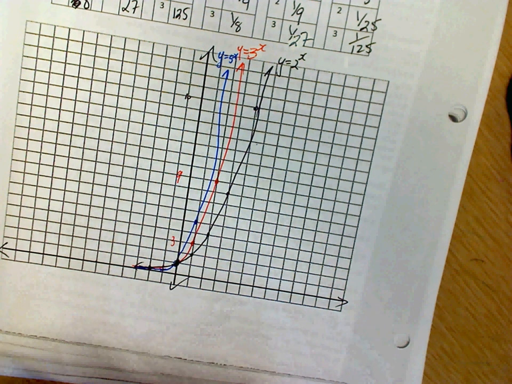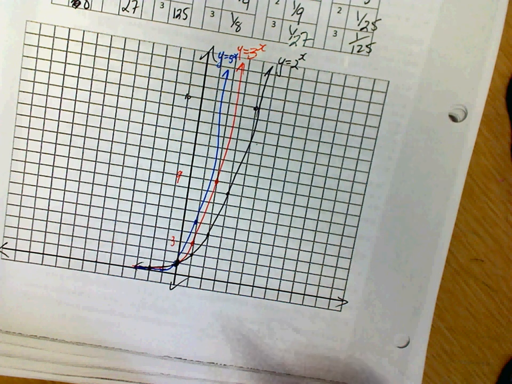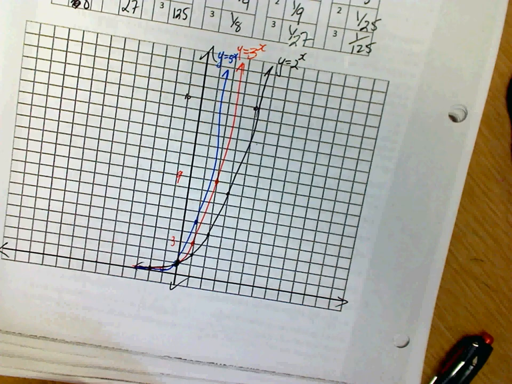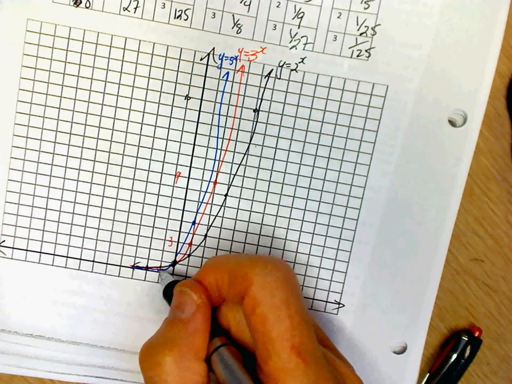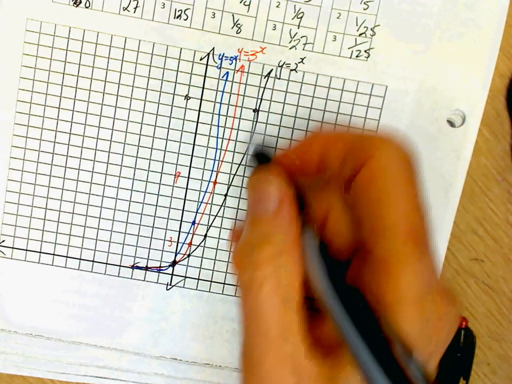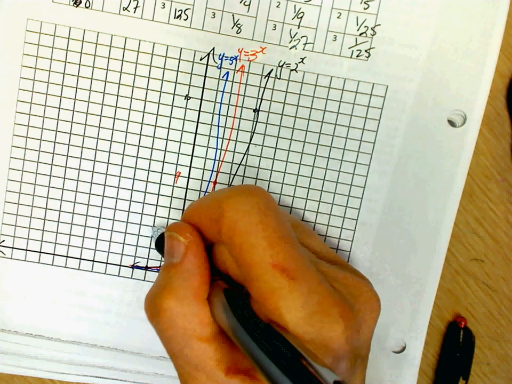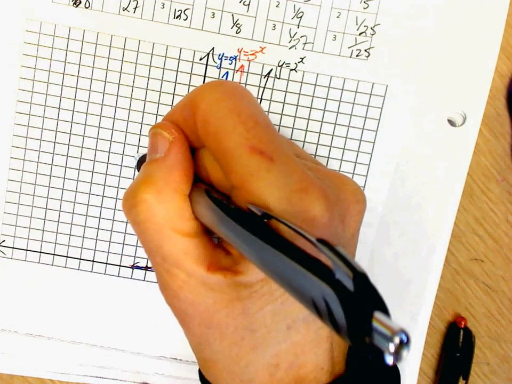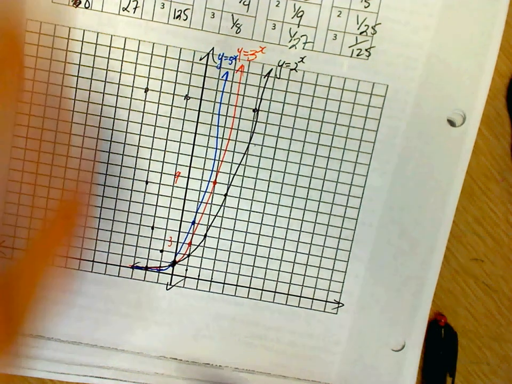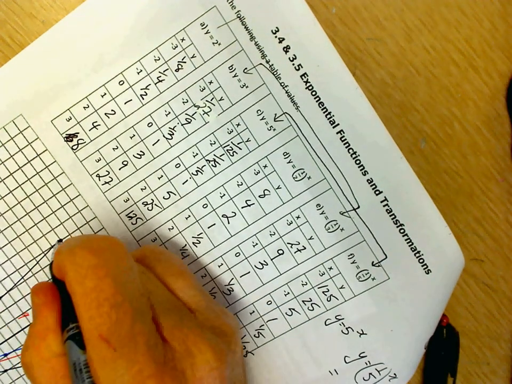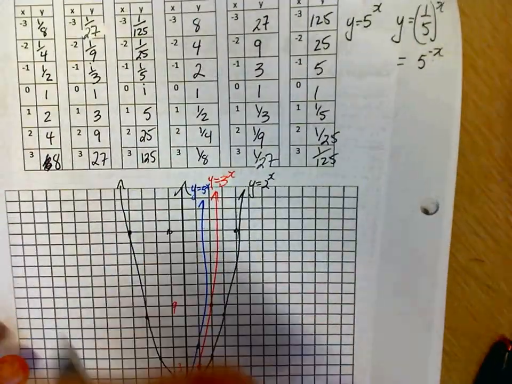Okay, let's do the 1/2 to the x, 1/3 to the x, etc. It's a reflection over the y-axis, so let's reflect this guy over the y-axis. 1/2 to the exponent x is a reflection of y equals 2 to the x, so I'll just put it in. And this will be 1/2, then 1/4, then 1/8. Try hard not to cross the x-axis because, as I said before, it is an asymptote.